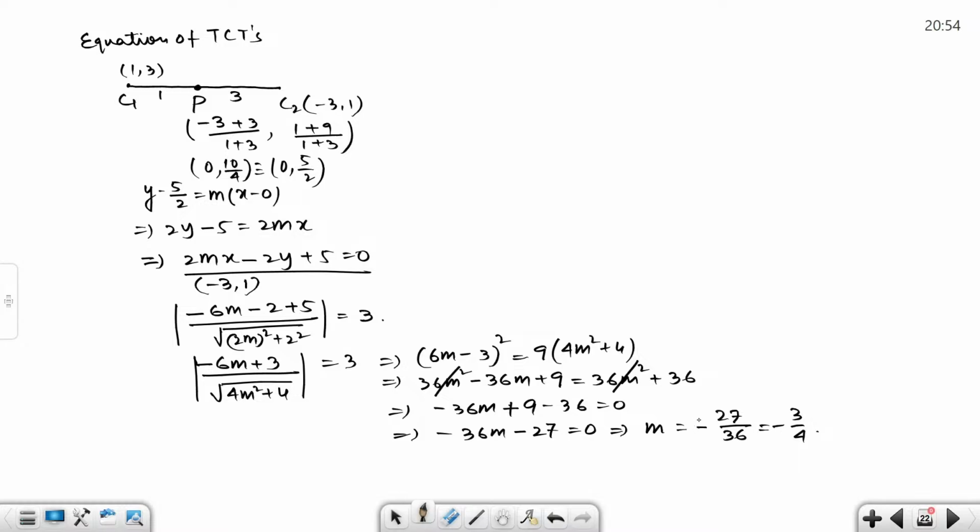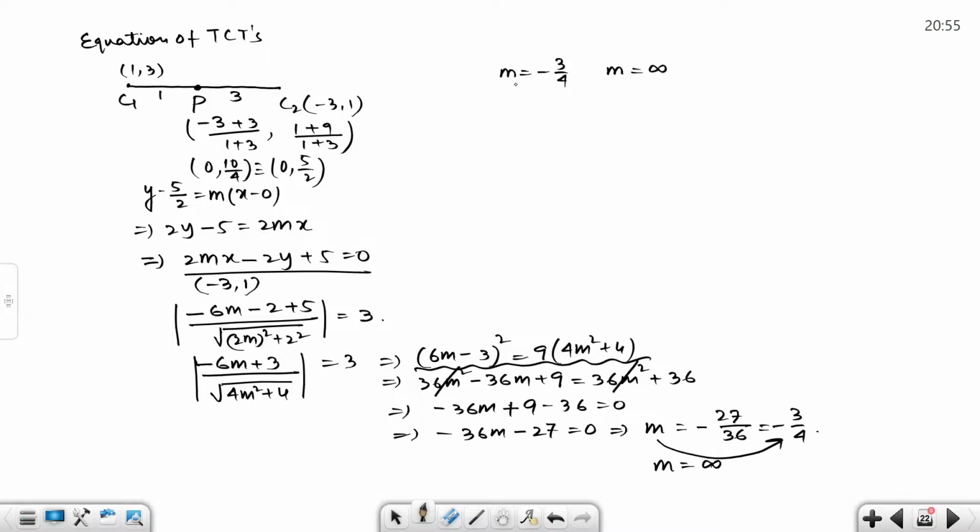But have you observed one thing? The equation was quadratic, but we got only one value of m. I have taught you this thing in the straight lines. The other value of m will be nothing but infinity. Therefore, we are having two transverse common tangents whose one slope is minus 3 over 4 and the other slope is infinity. Is it clear?